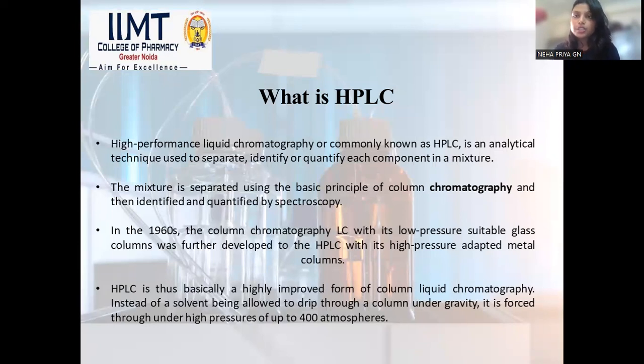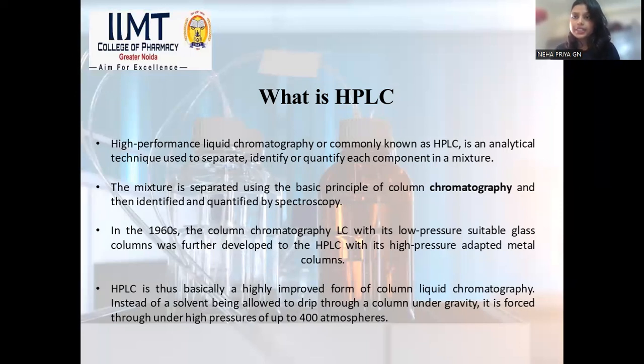So the first thing HPLC does is separate out A and B from C. Second, it will identify what A is and what B is. Third, it will give us the result of how much A is present in that mixture and how much B is present in this mixture. So these are all the things that HPLC will do for us.